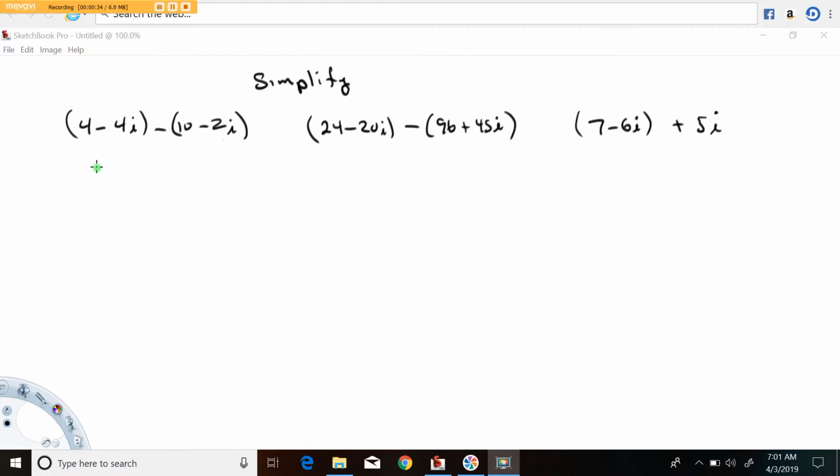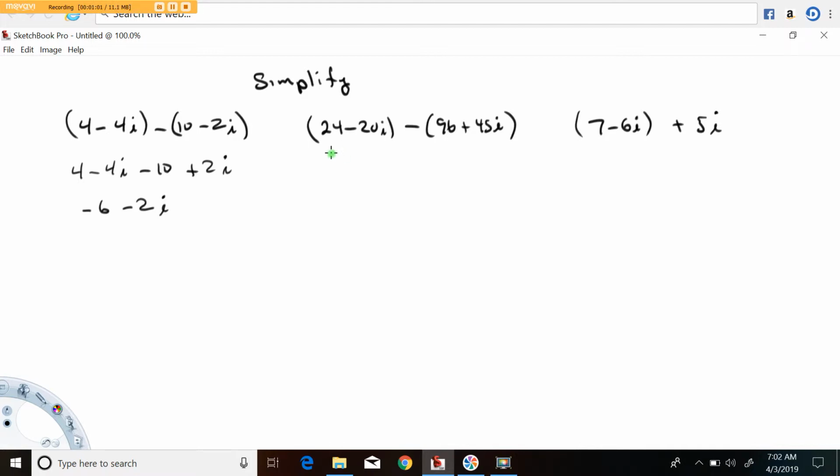So the first thing I'd recommend here is to distribute this minus sign. So this is going to read 4 minus 4i minus 10, and by the time we distribute this, we're going to have plus 2i. And then it's just as simple as adding the imaginary parts and adding the real parts. So 4 minus 10 is minus 6, and then negative 4i plus 2i is minus 2i. That's it. That thing's done.